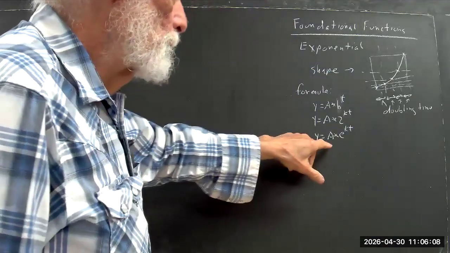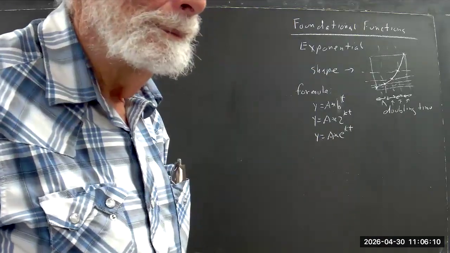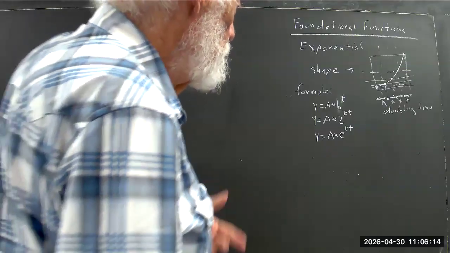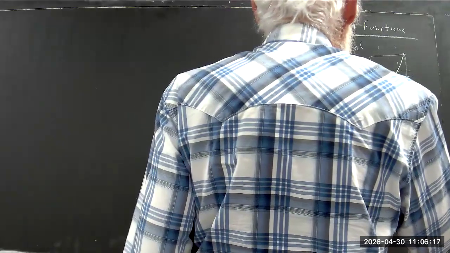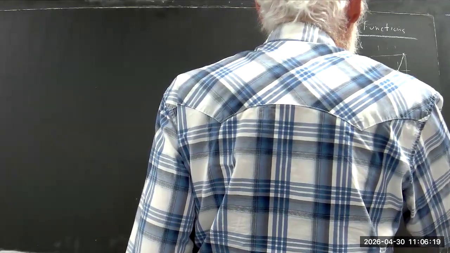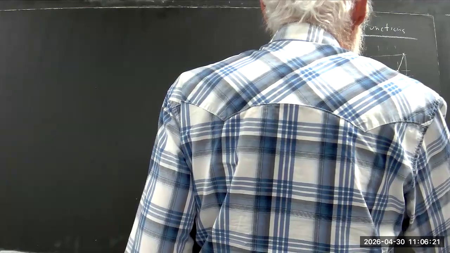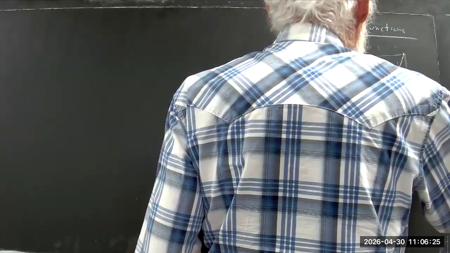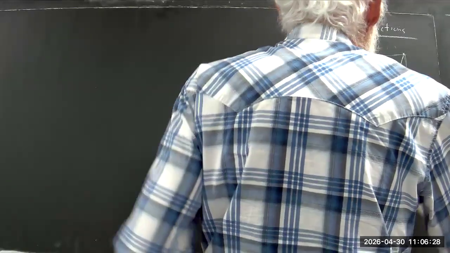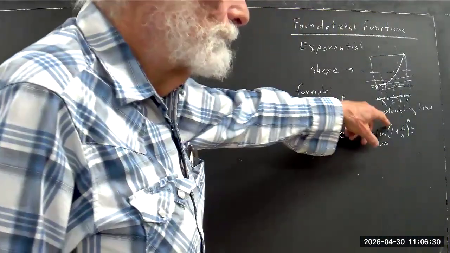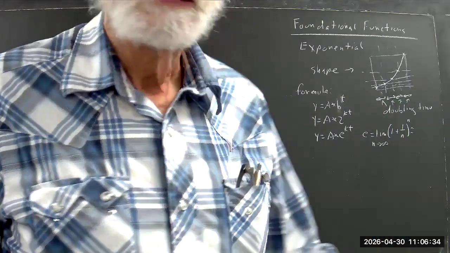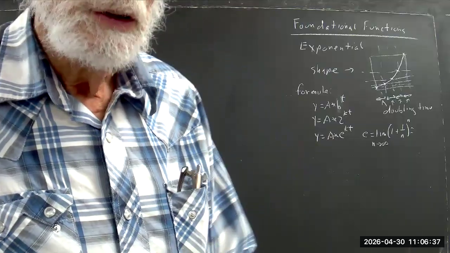And also y equals a times e to the kt, where e equals the limit as n approaches infinity of 1 plus 1 over n to the n. And you don't have to memorize that, although in the past I've always required that. But it's not going to be required that you know how this works.